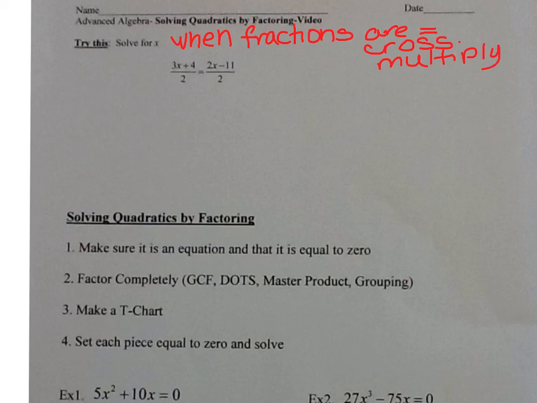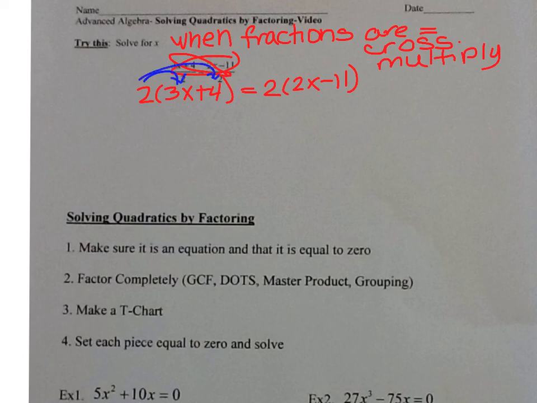Okay, so when I cross multiply, I'm going to have 2 times 3x plus 4. That comes from this. And then I'm going to cross multiply the other way. Equals, remember when you cross multiply, they're equal to each other. 2 times 2x minus 11. All right, so now we're going to distribute the 2. So I'll get 6x plus 8 here, equals, distribute the 2, I'll get 4x minus 22.